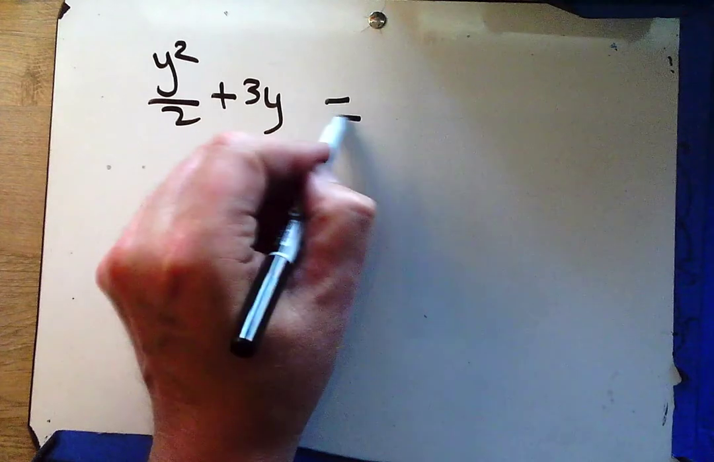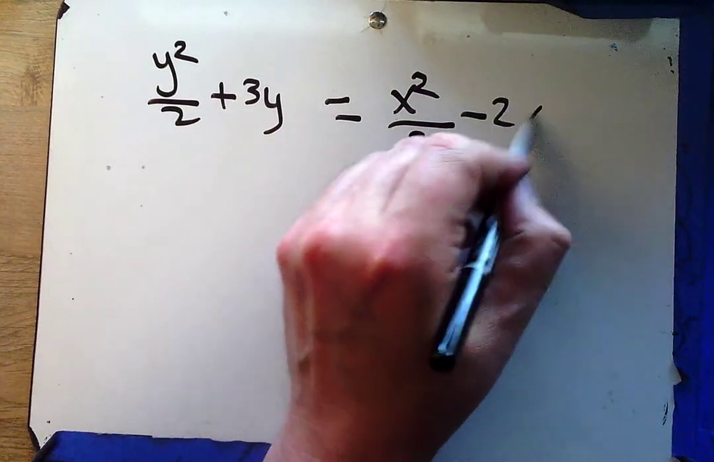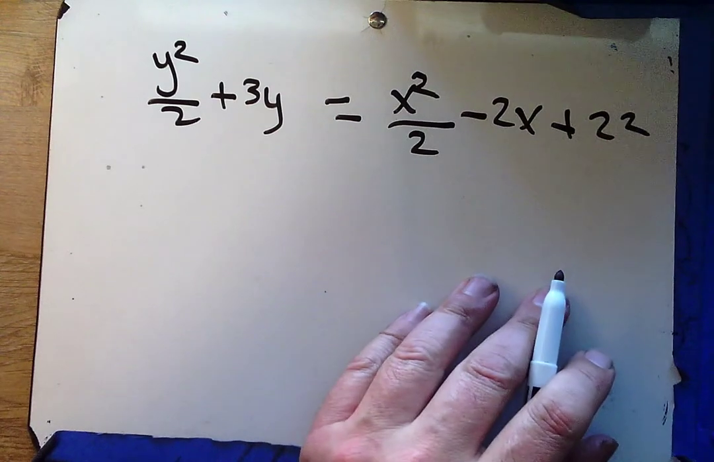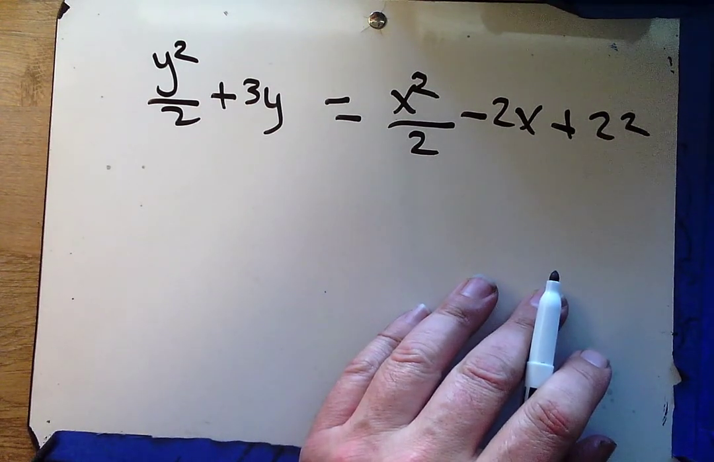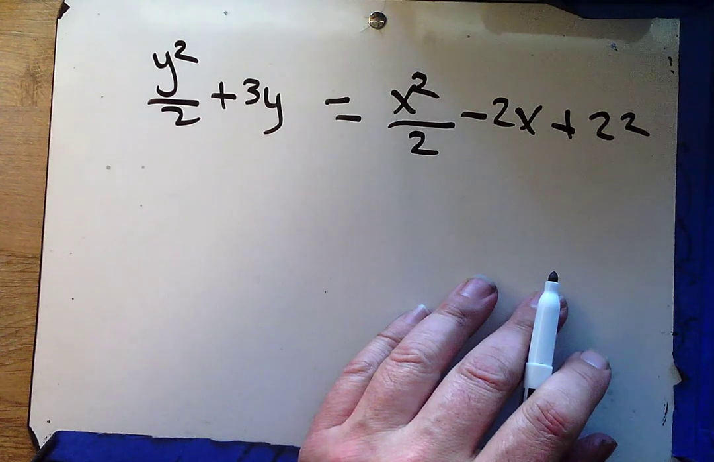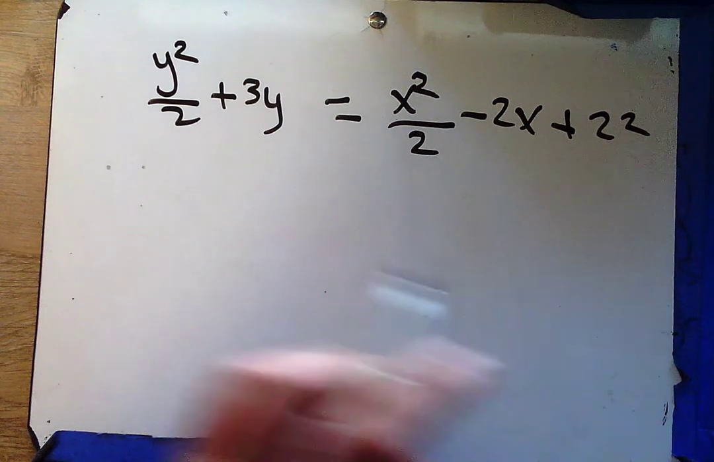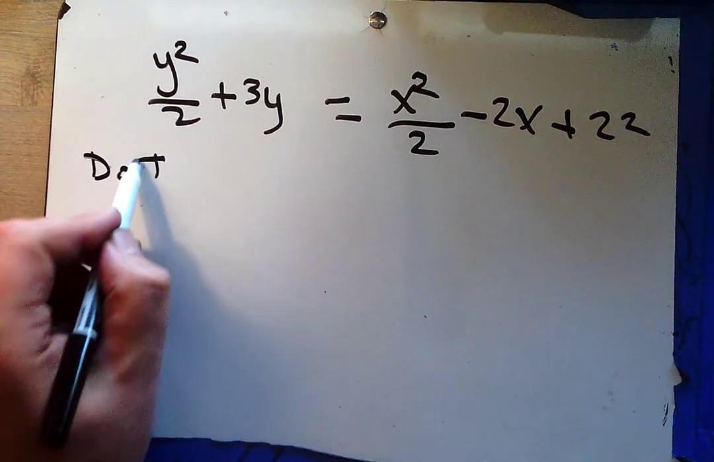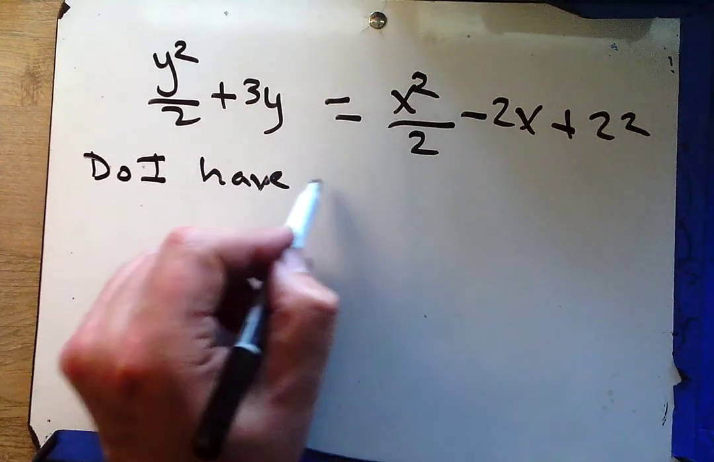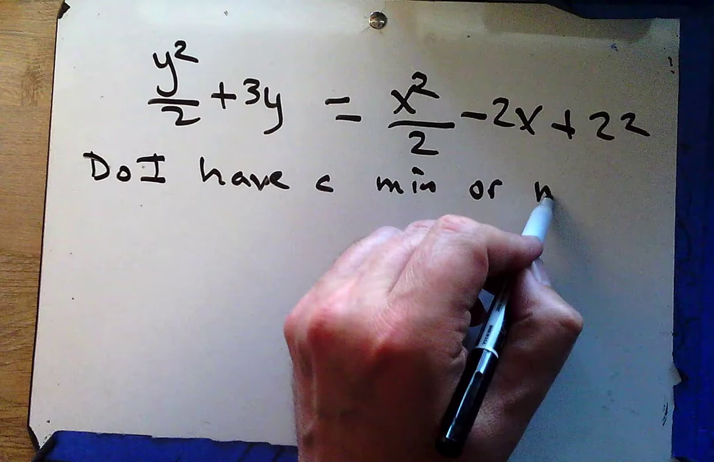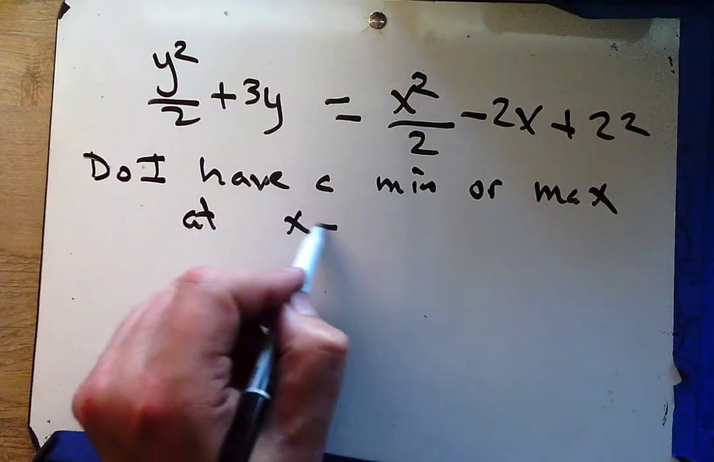All right, so will you find y squared over 2 plus 3y equals x squared over 2 minus 2x plus 22. Okay. And so the question I want to ask is, do I have a min or max at x equals 2?